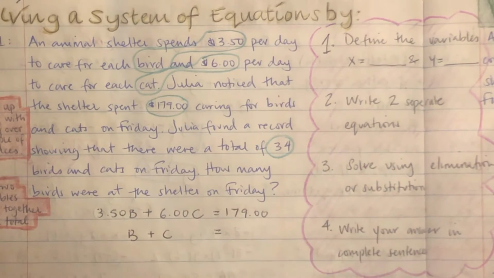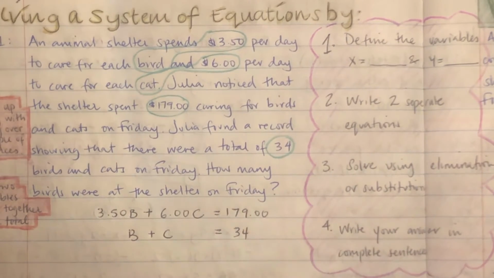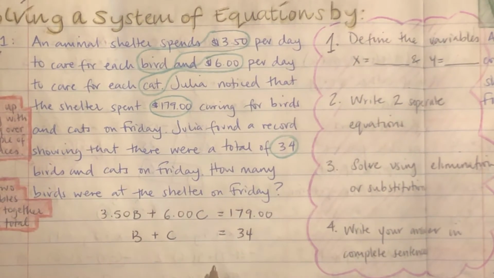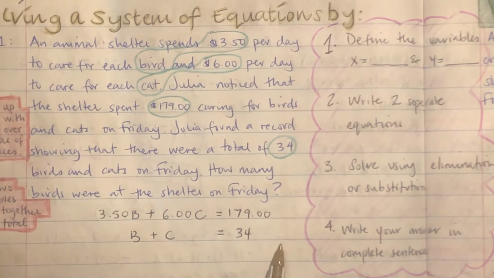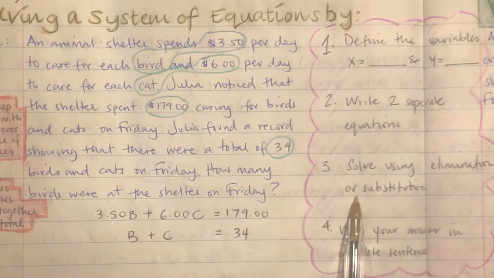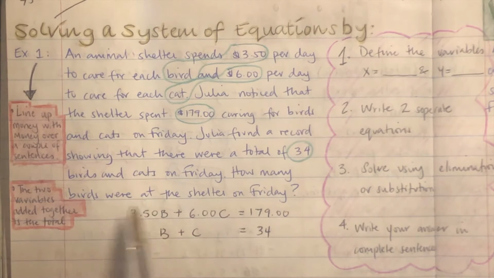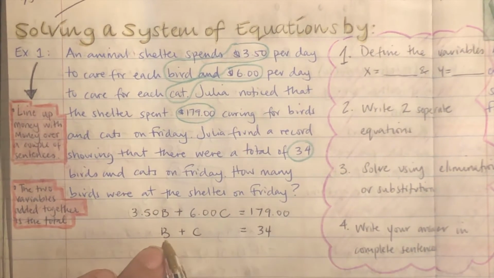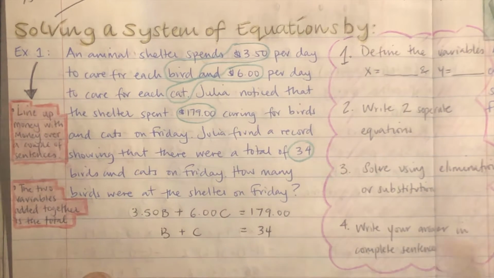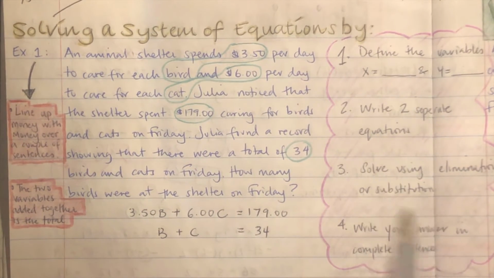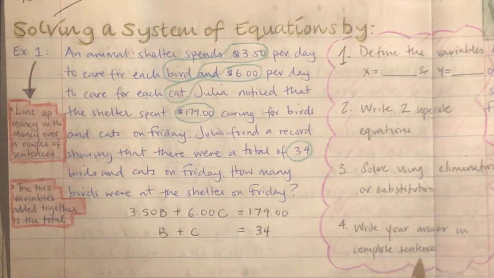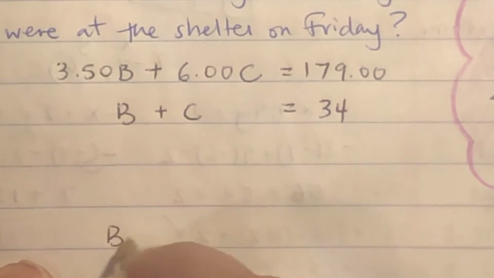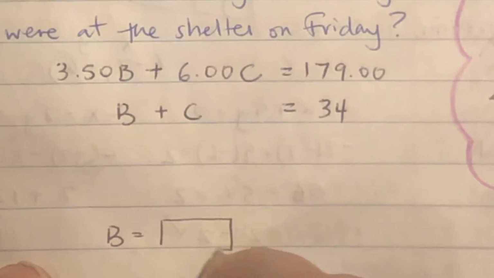This is a listening check. Color in the two equations that we've just written down in black. That's my two equations. Now you solve it just like you did before using elimination or substitution. How many birds were at the shelter on Friday? After you solve this, the one you're looking for is how many birds. So at the end, after you do part 3, you write your answer in a complete sentence. You're going to get B is equal to some number.